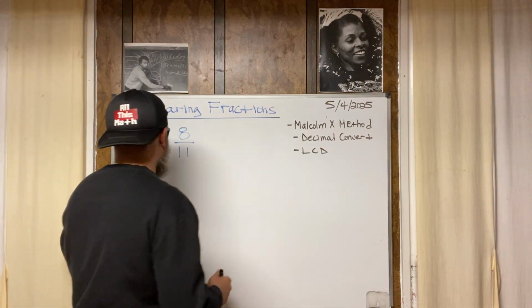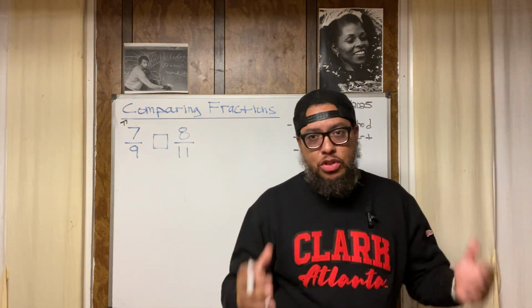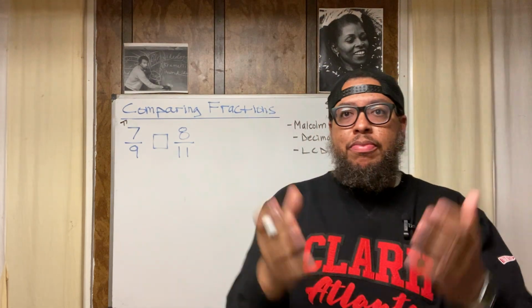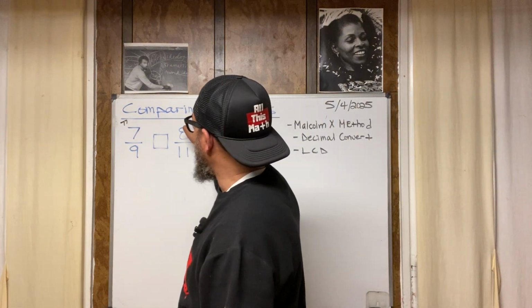And then we go the other direction. 9 times 8. 9 times 8 is, again, multiplication facts. Know your multiplication facts. 9 times 8 is 72, so you're going to put the 72 up here.